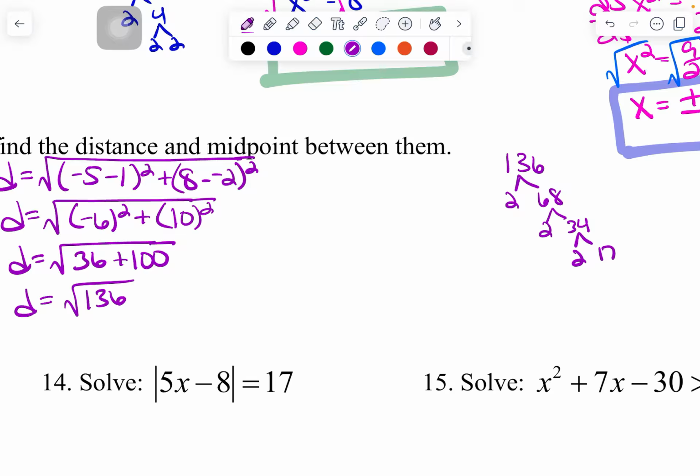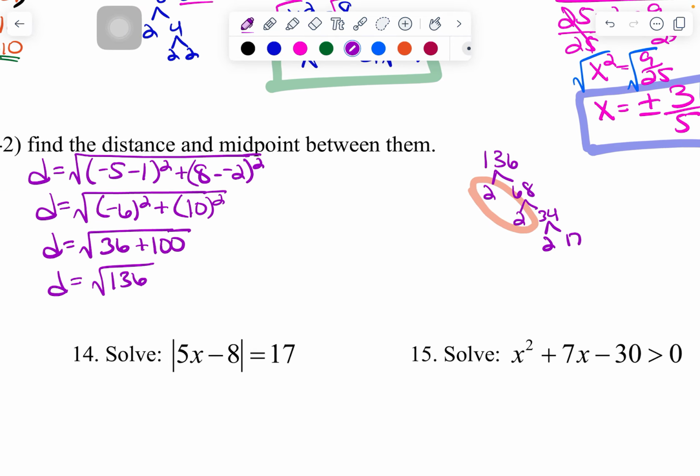Unfortunately, this one's going to be kind of weird. So I've got a pair of 2s here. Those paired up, that comes on the outside. So the pair of 2s, that's going to be 2. And then the numbers that didn't pair up, just multiply those back together and they go underneath the radical again. So that's going to be 2 root 34 for my distance.